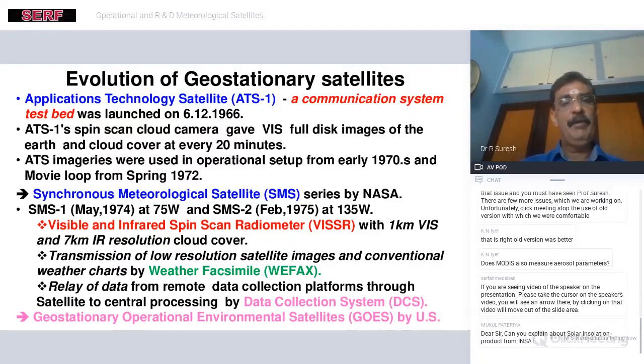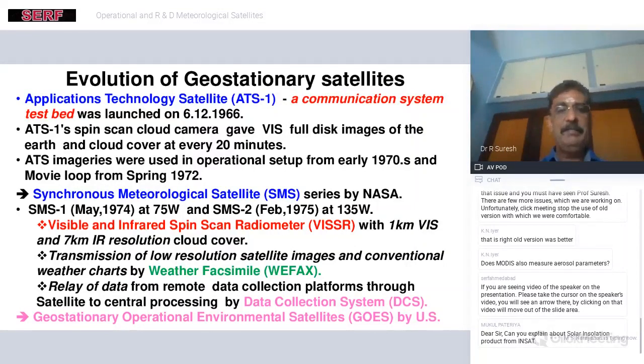How it evolved, the way in which we saw the polar orbiter, now the evolution I am discussing. It started with a communication testbed satellite called the ATS, Application Technology Satellite, which was launched sometime in 1966. It had a spin scan cloud camera, and we see the silhouette of that. It had a full disk image view, whatever the globe it can cover, every 20 minutes. That was a great rate at the time.